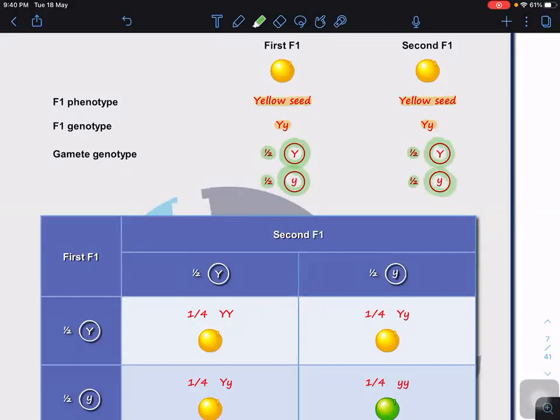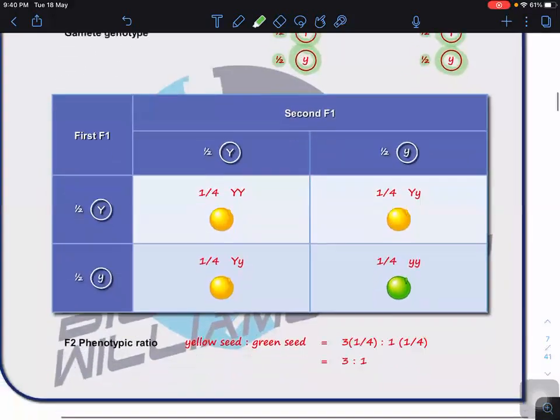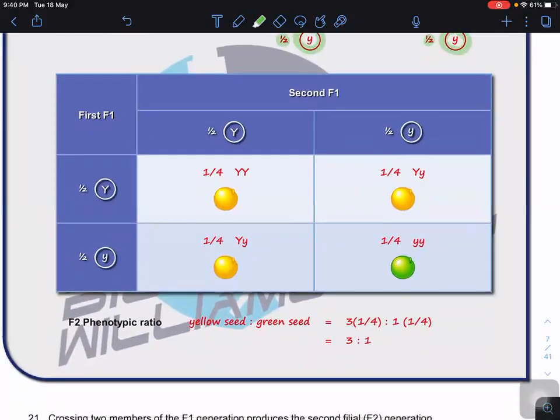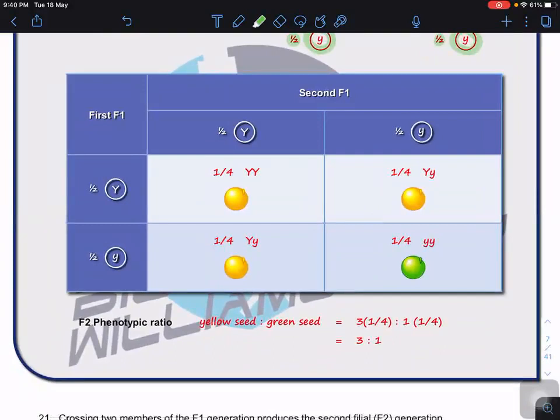So once you have circled your gamete genotypes, then you have what we call the genetic diagram. So it means that now I will have first F1 generation, second F1. So big Y, small y, big Y, small y. So when I combine big Y, so big Y, big Y.